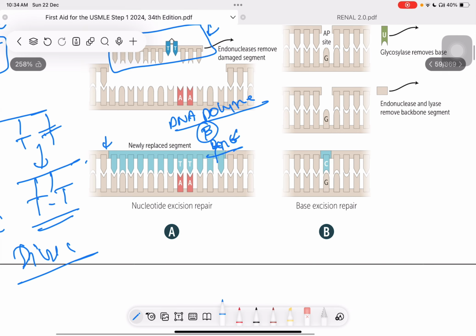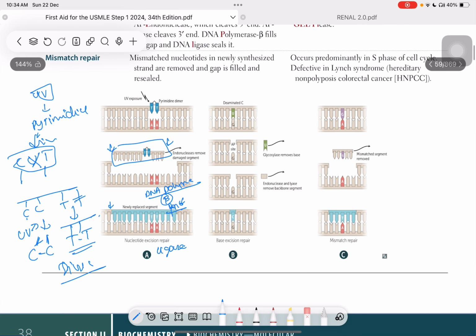We use ligase. So the basic activity going on here is, once you have UV light exposure, you have dimerization of your pyrimidines. You need to remove these pyrimidine dimers. How do you remove them? By using the endonucleases. These endonucleases are also called UV dependent endonuclease or exonuclease. Once you remove the damaged segment of DNA, you have a gap over here.